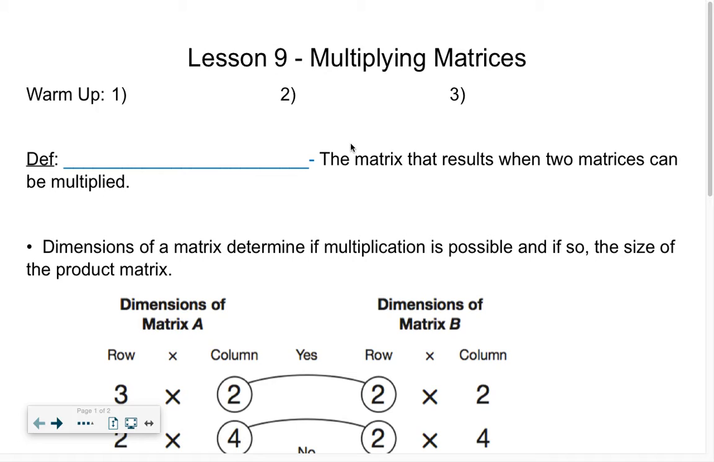The matrix that results when we take two matrices and multiply them together. Back in the day when we took 3 times 4 to come up with 12, what did we call this 12? Product. Therefore, when we multiply matrices together, the result is called the product matrix. And that's what we'll be looking for today.